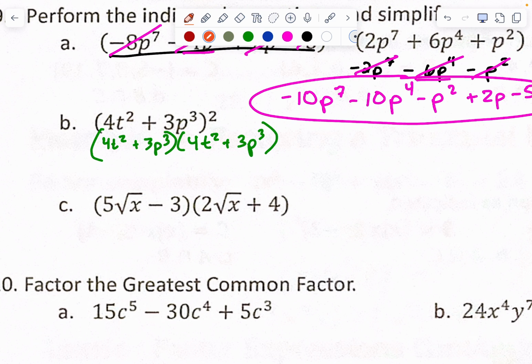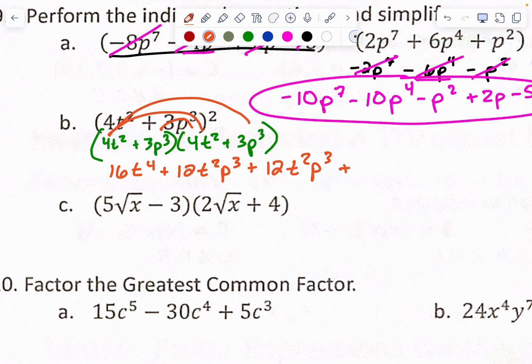Okay. F. 16t to the fourth. O. 12t squared p cubed. Yep. But then you need another one. Okay. 12t squared p cubed. Plus another one. Another 12t squared p cubed, right? And then plus 9p to the 6th.